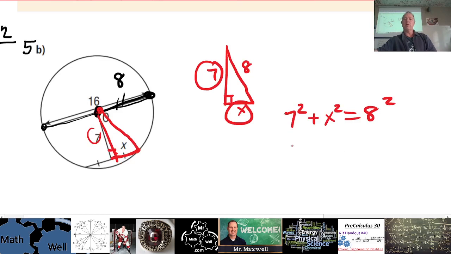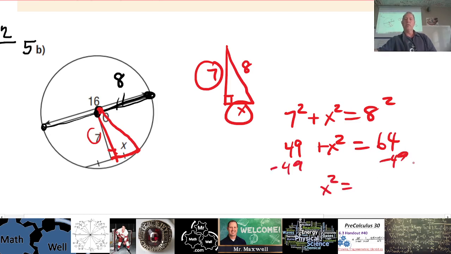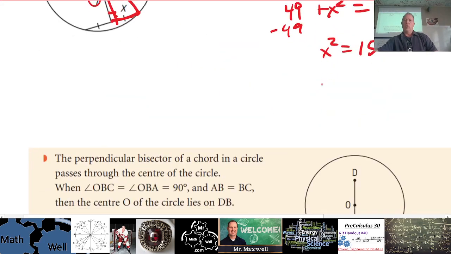Let's see. I'm going to write this as 49. I'm going to write this one as 64. I'm going to subtract 49 from both sides. So I have x squared equals, what's this now? 64 minus 49, so what's that? 15. So taking the square root of x squared and the square root of 15, it's going to be x equals, what's the square root of 15? That's going to be 4 point something on your calculator.